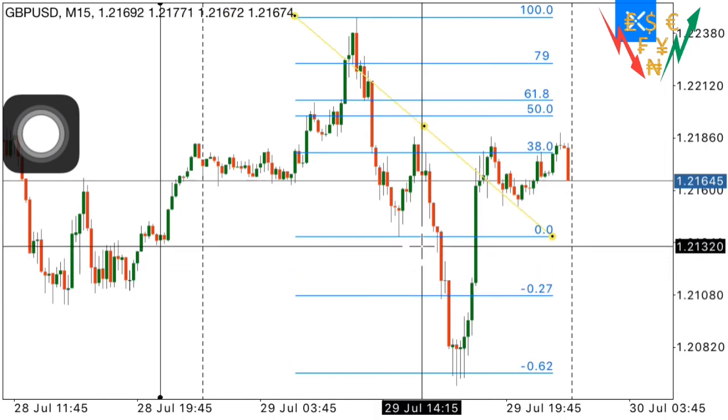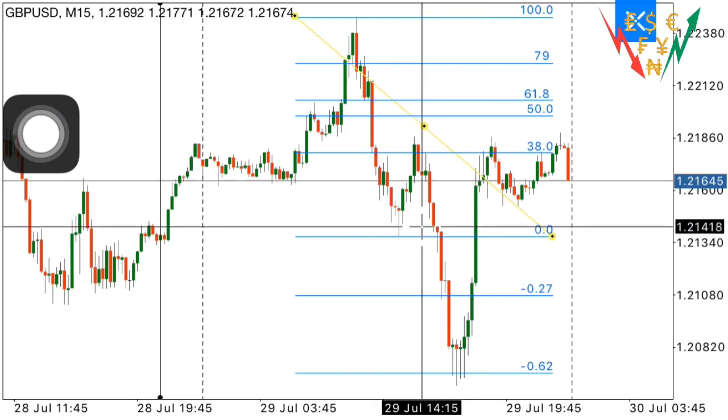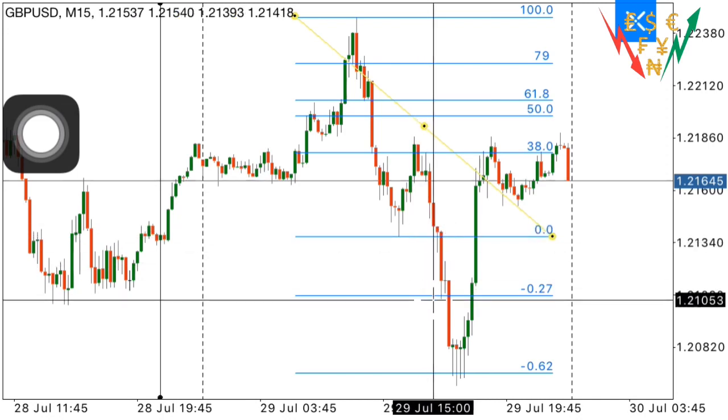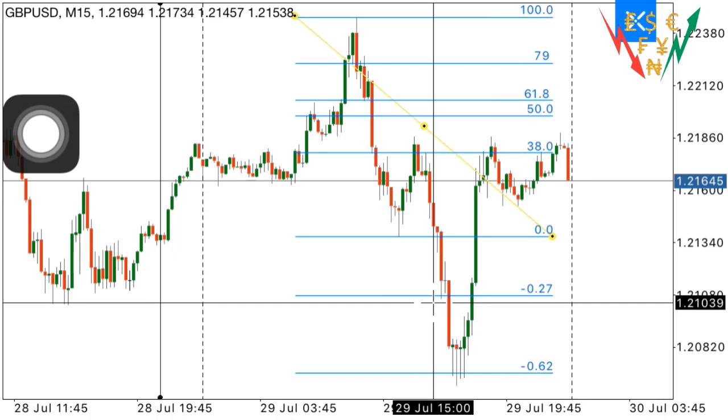And within that time frame of the New York opening session, we must have gotten maybe 30 or 20 pips out of the market. So that's what this strategy is based on, guys.